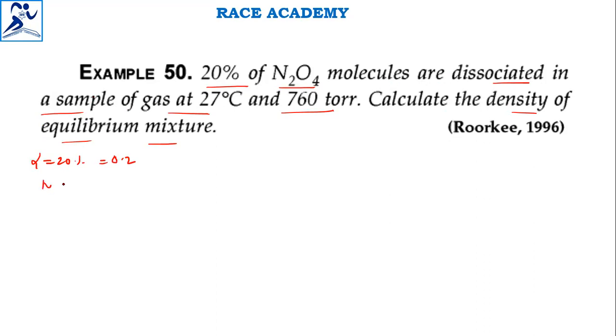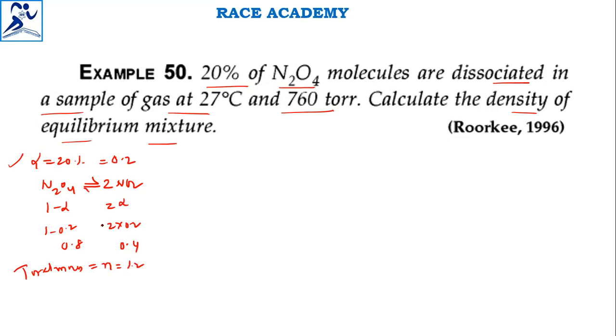If you consider the N2O4 dissociation equation, 1 minus alpha and 2 alpha are the terms here. If alpha is the degree of dissociation 0.2, then 1 minus alpha is 0.8, and 2 alpha is 2 into 0.2, which is 0.4. What is the total number of moles? Total moles n is equal to 1.2. And that you can substitute in the PV equals nRT formula to find the volume.